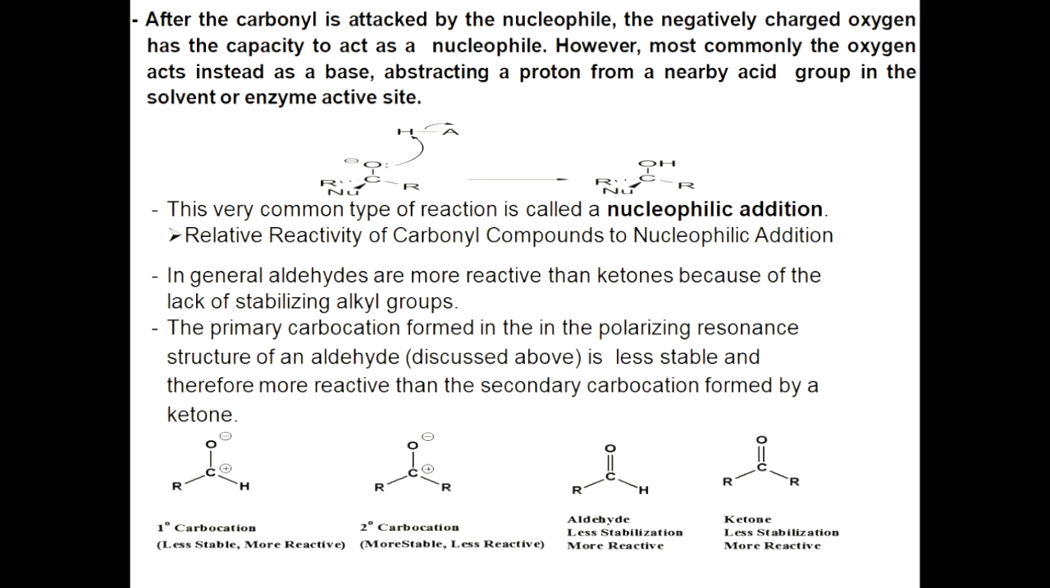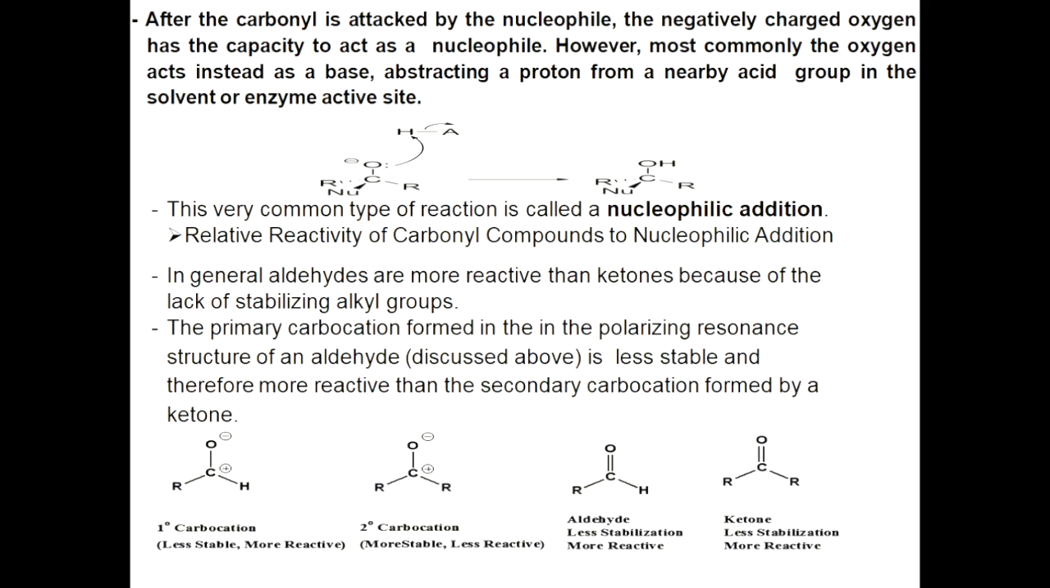So, in aldehyde, the carbonium ion, or the carbon with positive charge, will form the primary carbonium ion, which is less stable and more reactive. In the case of ketone, due to the presence of an alkyl group on both sides, the carbonium ion will form the secondary carbonium ion, which is more stable and less reactive.